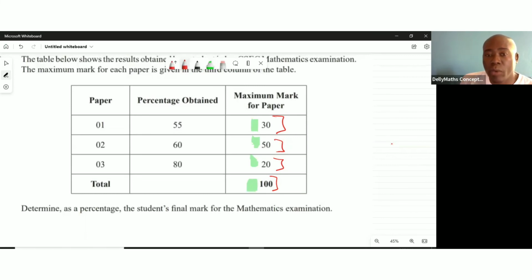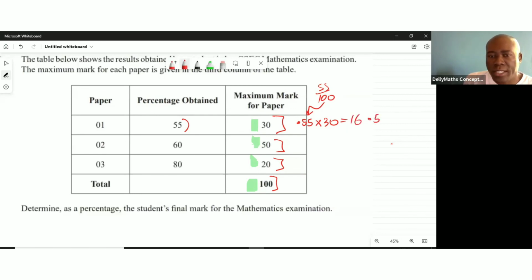So basically, we want to find 55% of 30 because we have 0.55. So that's 55%, which is 0.55 times 30. Remember, 55% means 55 over 100, and that is how we got the 0.55 there. We multiply that by 30, we get 16.5.